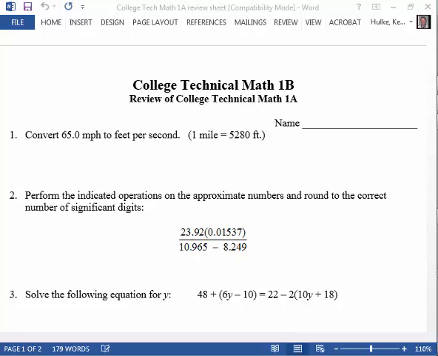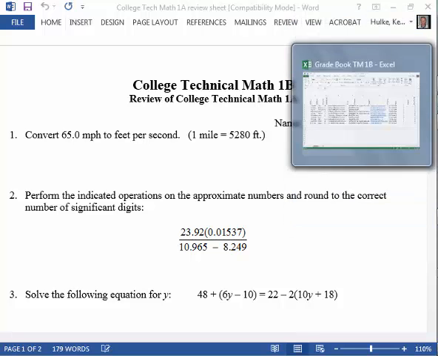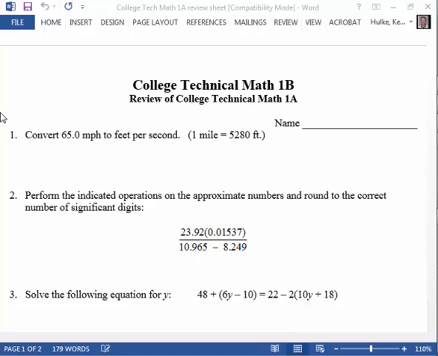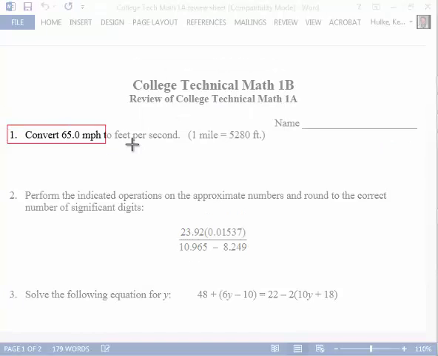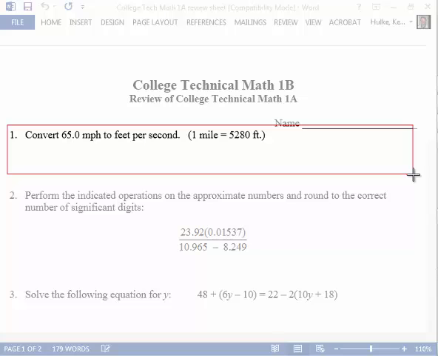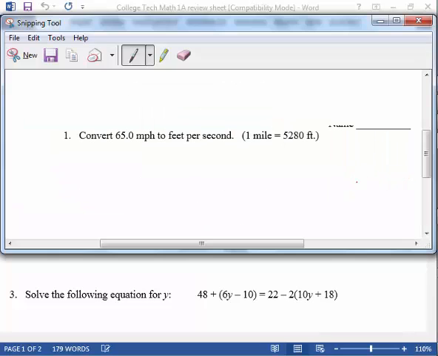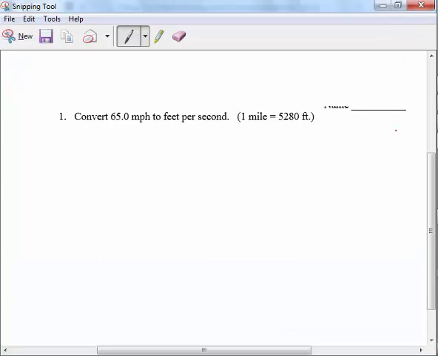This is the review for what you should have learned in Tech Math 1A, and since it might have been a while, why don't we just go through it. Remember that on each one of your tests you're going to be asked questions similar to these that are review from Tech Math 1A, so it's probably a good idea for you to know how to do them. The first question says convert 65 miles per hour to feet per second.